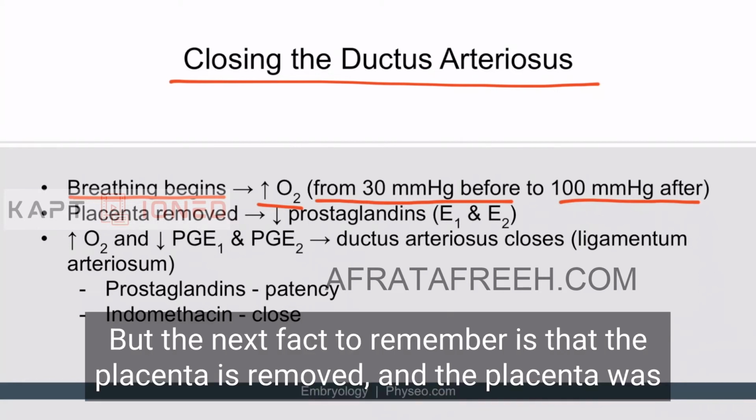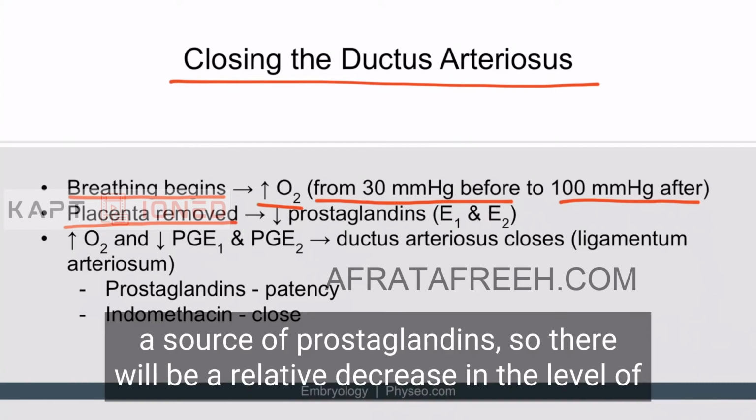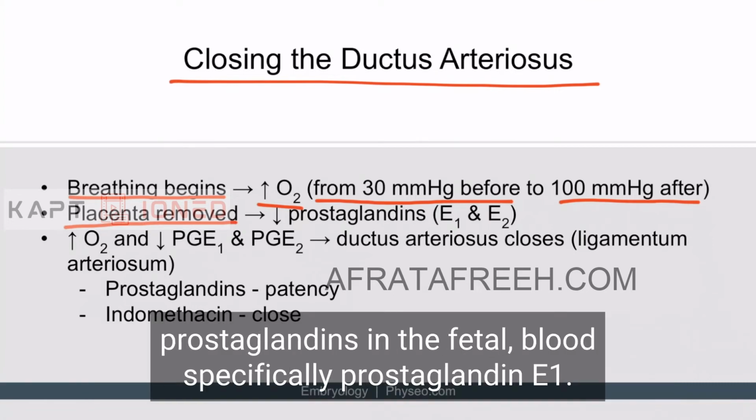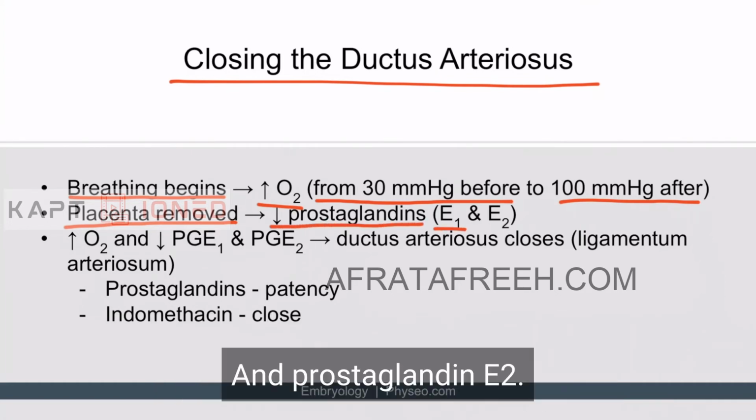But the next fact to remember is that the placenta is removed, and the placenta was a source of prostaglandins. So there will be a relative decrease in the level of prostaglandins in the fetal blood, specifically prostaglandin E1 and prostaglandin E2.